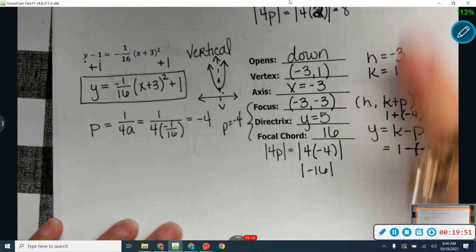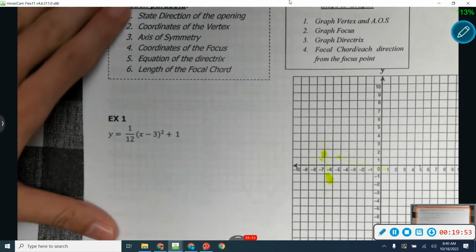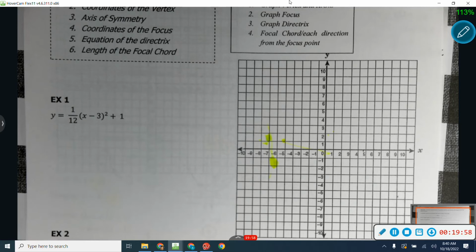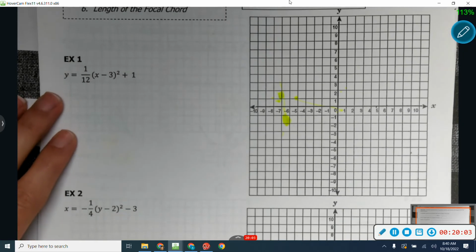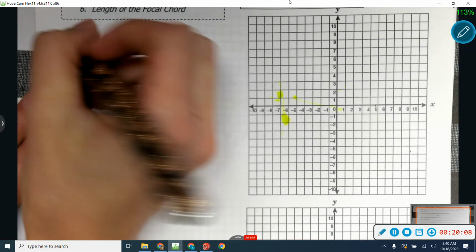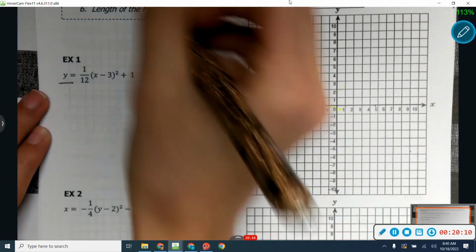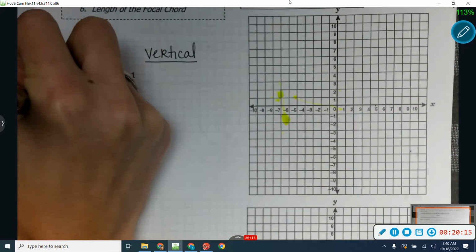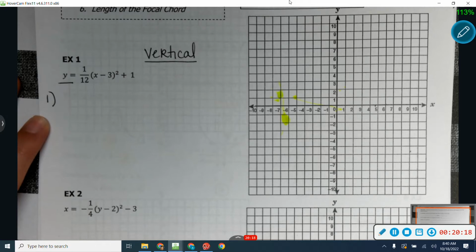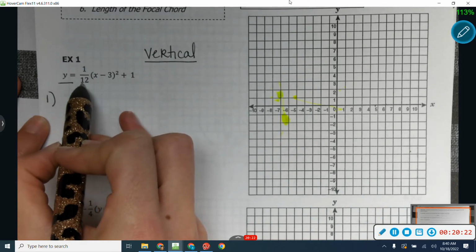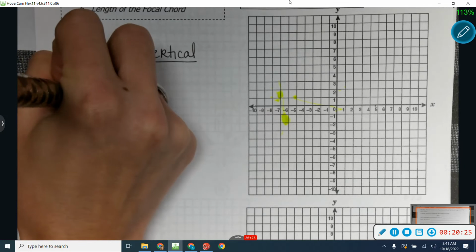Okay. So we're still going to be doing the same stuff, except now we're going to graph it. Okay? So I'm going to look at example 1. Is that in standard form? Yes, it's y equals. So is that horizontal or vertical? It's vertical. So if it's vertical, is it going to open up or down? How do we know it's going to open up? This is positive, so it opens up.